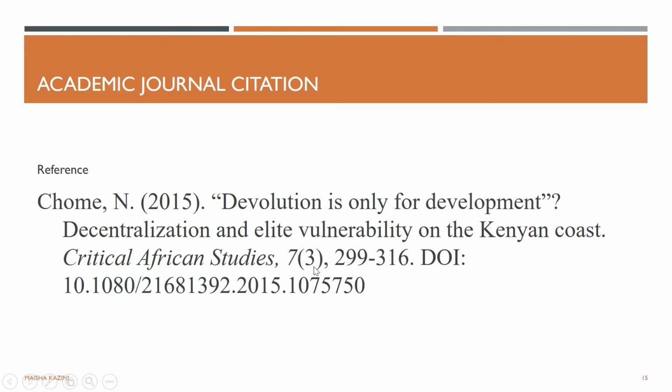Please look very carefully, because sometimes, unless you're really paying attention, you can't notice. But for a seasoned reader, they can notice that this one is slanting slightly because it's in italics, and the 3 is not. So you put Critical African Studies, comma, space, 7, which is the volume number, 3 is the issue number, comma, space, and then you put the page numbers. And then after that, you put the DOI.